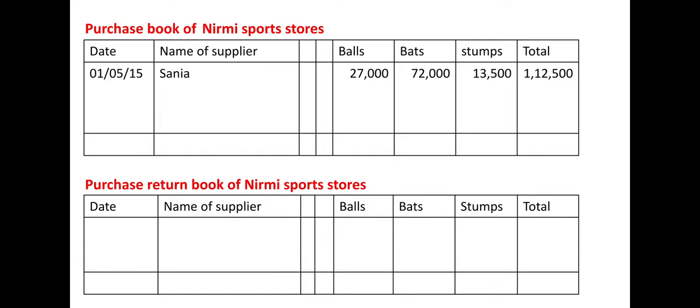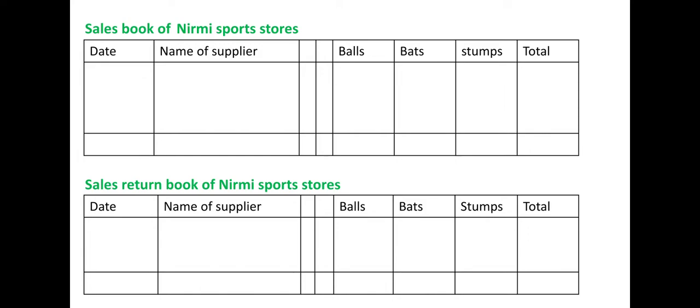Now the next transaction is 5th of May, but in this transaction, student, we are selling goods. So we have to go on another page. On that page, we have prepared sales book. So let's record this transaction. Date is 5 May. Name of person. Actually, student, there is a printing error here. It should be name of customer, but by mistake I have typed name of supplier. So please rectify it. Name of customer we are supposed to write. So name of customer is Malik.